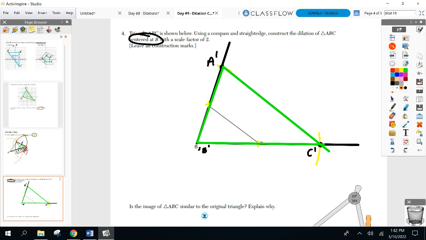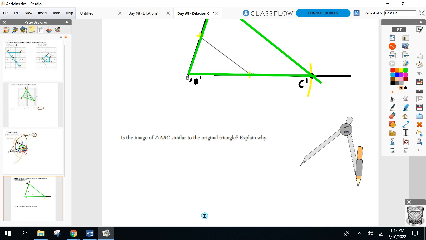Look good? I think I went over this too quickly. When it's centered at one of the vertices, everyone good with why the vertex stays where it is? Okay. All right, and then we have to just answer this question. Is the image similar to the original? What did you just do to ABC? We dilated it. Yes.